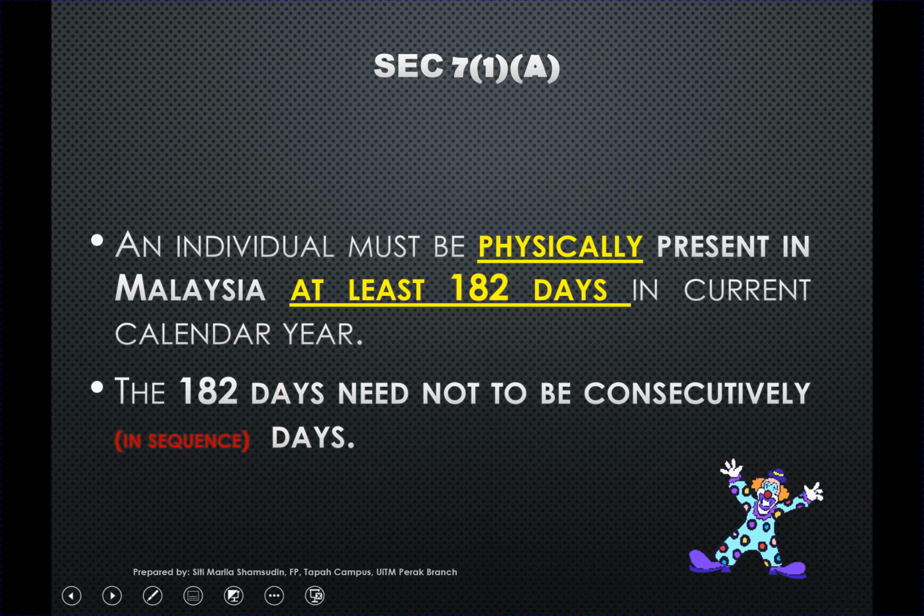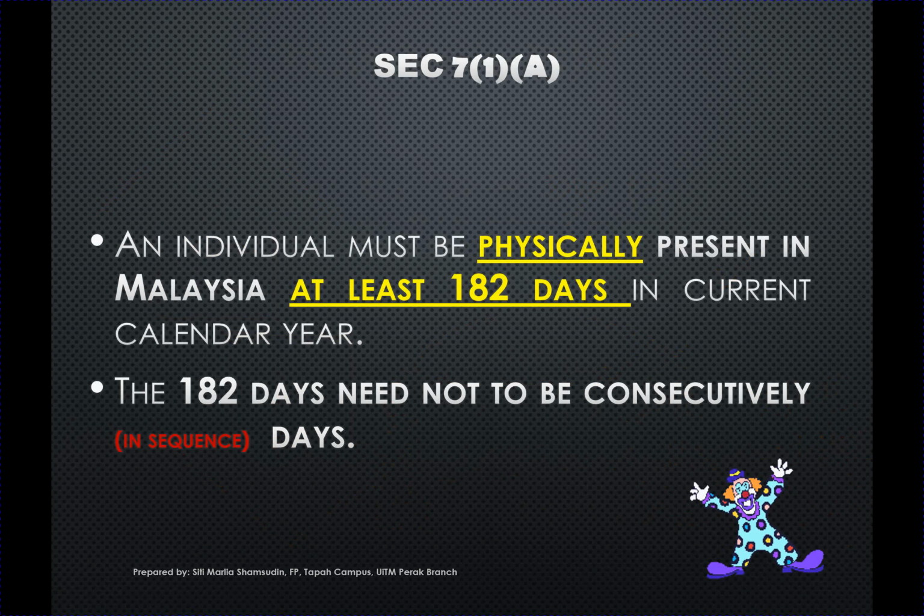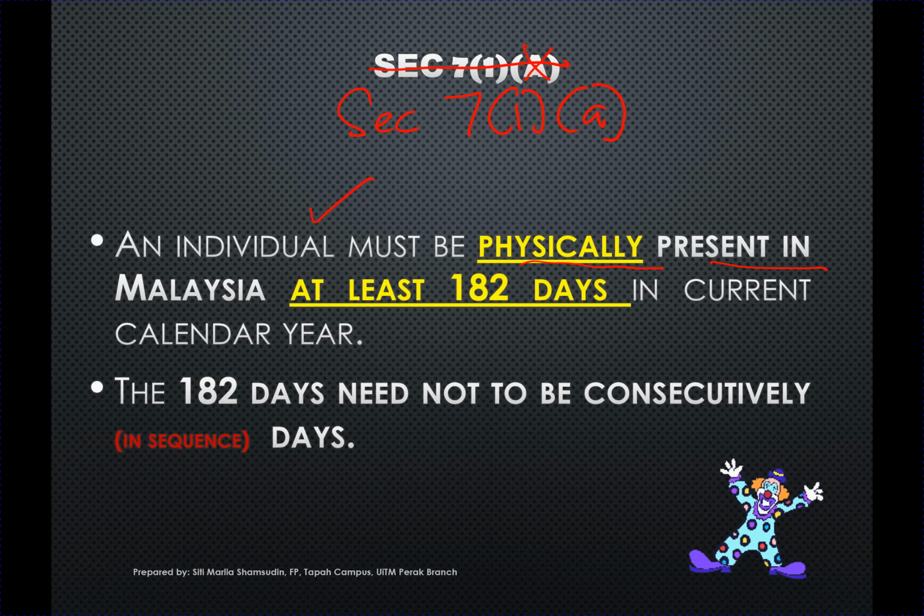Okay, now kita akan masuk Section 71A. Tadi saya cakap, yang ni tak boleh A besar ya, dia kena A kecil. So, saya tulis balik lagi sekali. Section 71A, A ni small letter. Dia kata syarat di bawah Section 71A: a person will be a resident in Malaysia under Section 71A if that individual is physically present in Malaysia at least 182 days in the current calendar year.